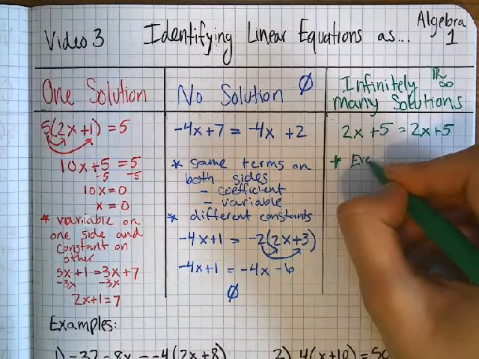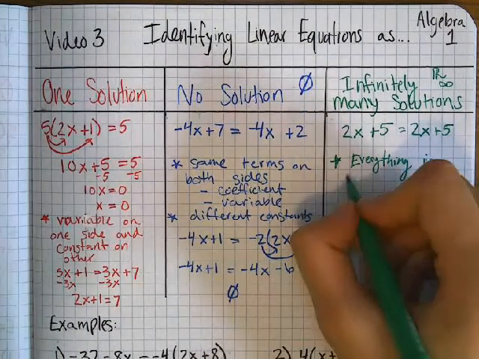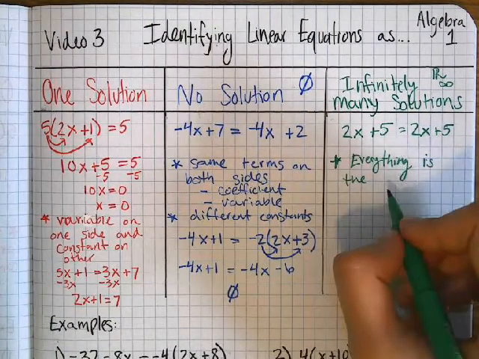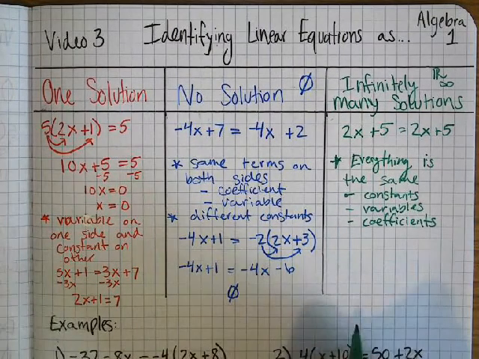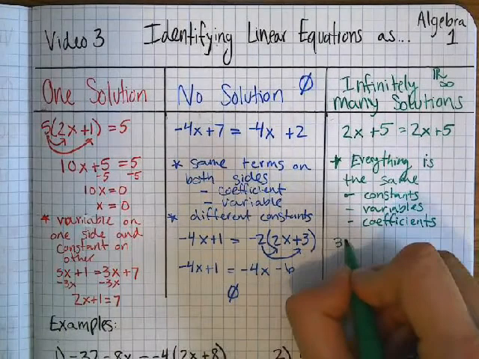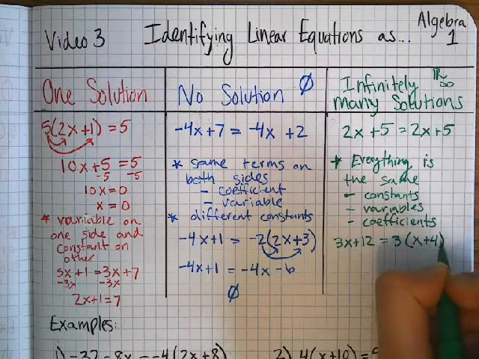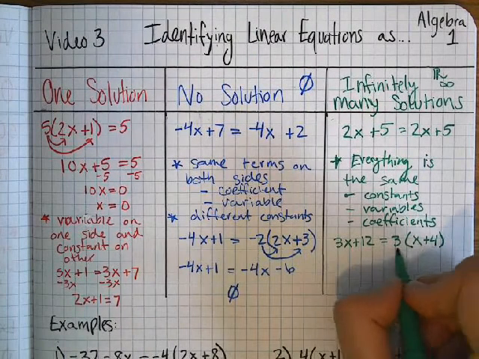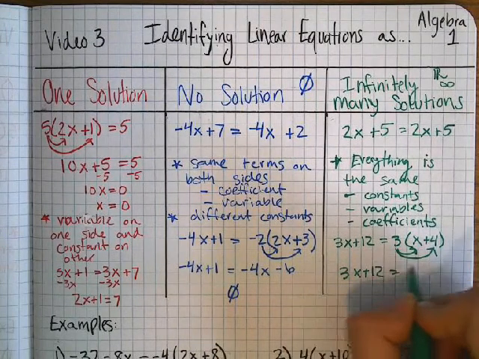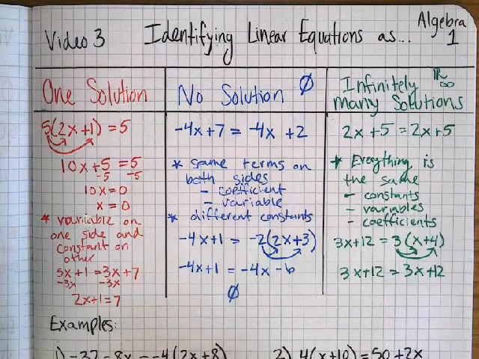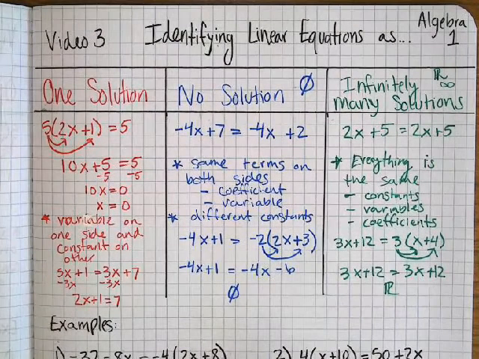Okay, so your little key point here is everything's the same, okay? Your constants are the same, your variables and your coefficients. Okay, those three things are the same things. So again, if we look at another example, at first sight, it doesn't look like it's the same because we have those parentheses. But after distributing, we can see, oh yeah, this is the same. Okay, and then you could just say all real numbers.